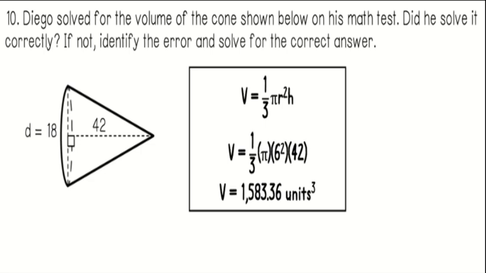His radius. What's his radius supposed to be, Hunter? 9. So Diego's mistake is right there. He's got 6 squared. He's got 6 for the radius. We have a diameter of 18. So if we have a diameter of 18, like Hunter said, that makes our radius 9. Half of it, right? Any questions on that one?